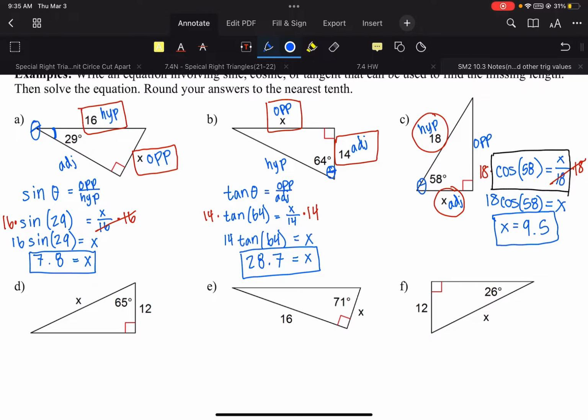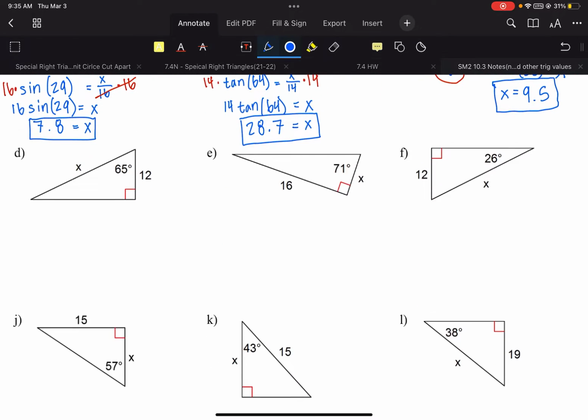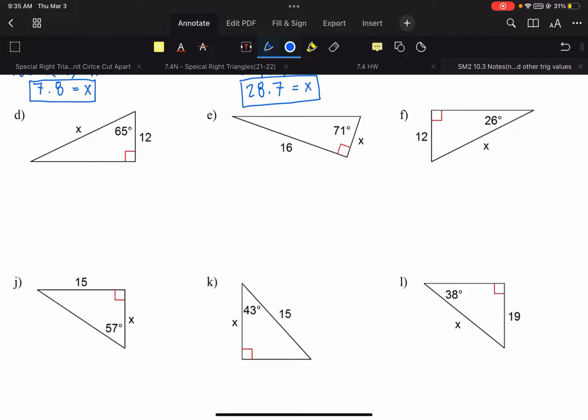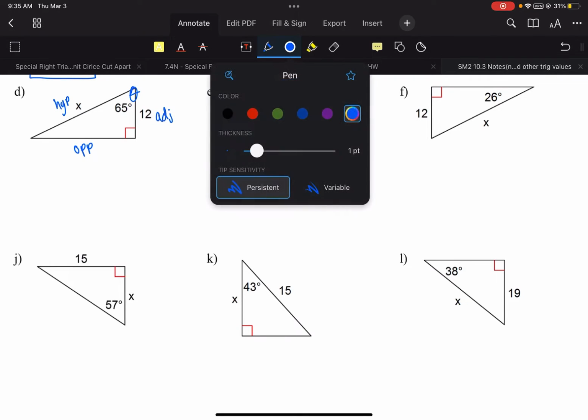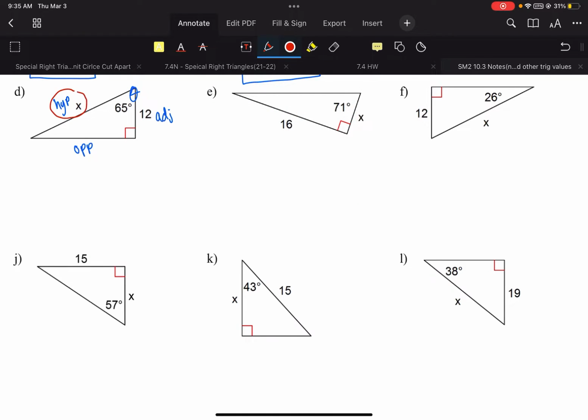Okay, let's look at some other ones. So far, hopefully you're feeling pretty comfortable with these first 3 examples. The next 3 are going to start off the same, but they are going to end up being a little bit different. So I'm going to start putting my theta where my angle is, and then I'm going to label the sides. Hypotenuse, opposite, adjacent. I'm going to use the hypotenuse and the adjacent. I could care less about the opposite, so I'm not going to use it. So I'm going to use the cosine function because the cosine connects the adjacent and the hypotenuse. So the cosine of 65 is equal to the adjacent side length over x.